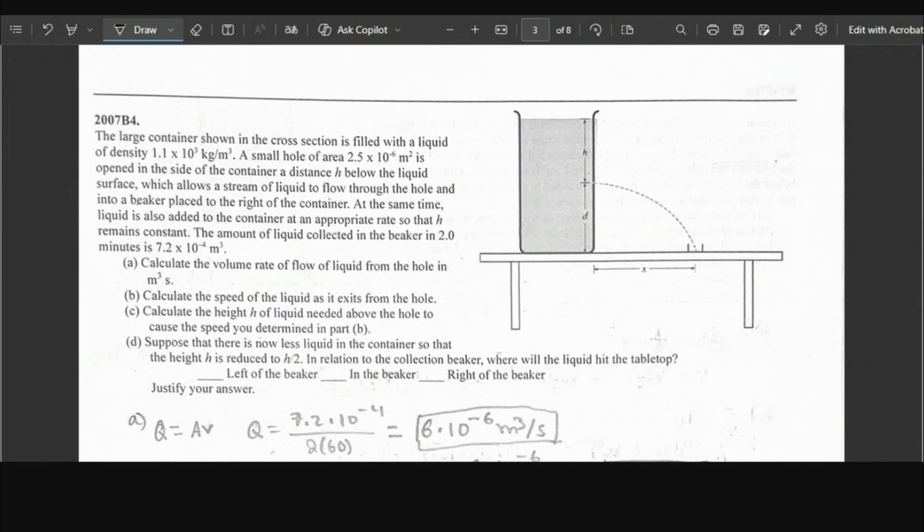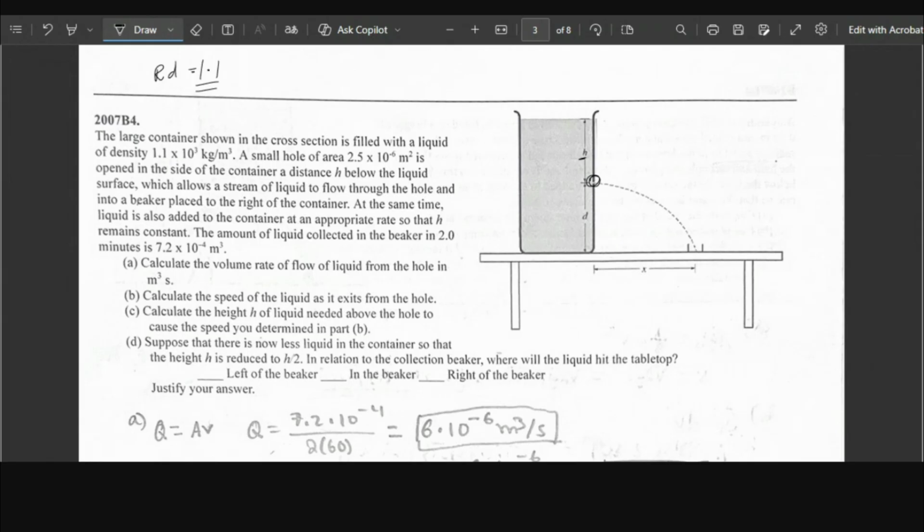So here in this question, first of all, let us read the question, then we'll move to part C. There's a large container shown in cross section and it is filled with a liquid of density 1.1 times 10 to the power 3 kilogram per meter cube. Instead of this, it may also be given that the relative density of that liquid is 1.1. If it is given as this, then you have to infer that it is 1.1 times the density of water. It says that a small hole of area 2.5 times 10 to the power minus 6 meter square is open in the side of the container, a distance h below the liquid surface. So there is a hole that is h distance below the top surface of the liquid.